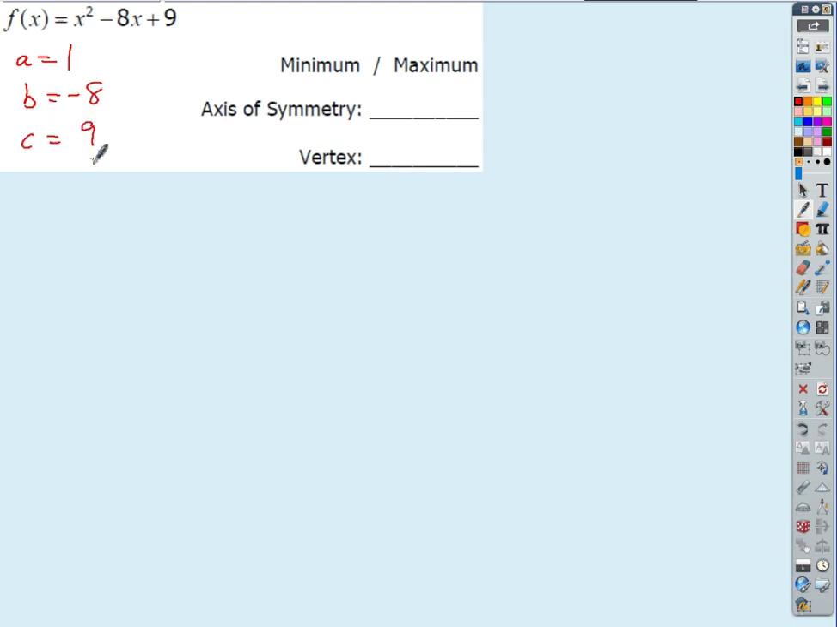Okay. And the axis of symmetry formula is just what again? If B is negative 8, what's negative B? Positive 8, good. Over 2 times A, which is 1. What's 8 divided by 2? Good. So we get the axis of symmetry is x equals 4. What's that tell us about the vertex? The x coordinate's 4, good.